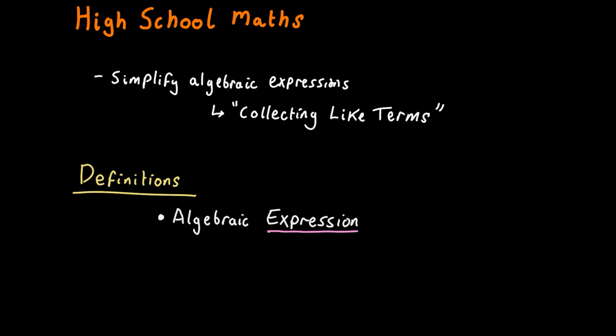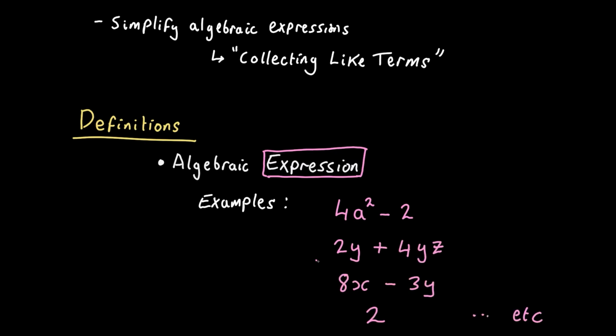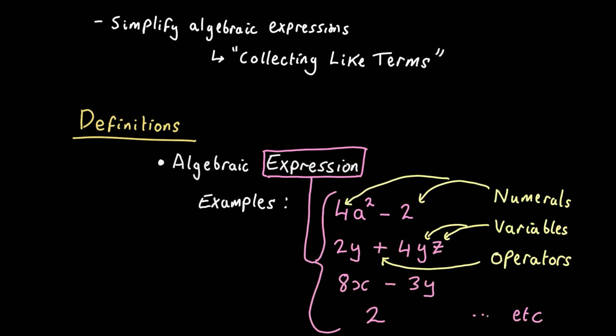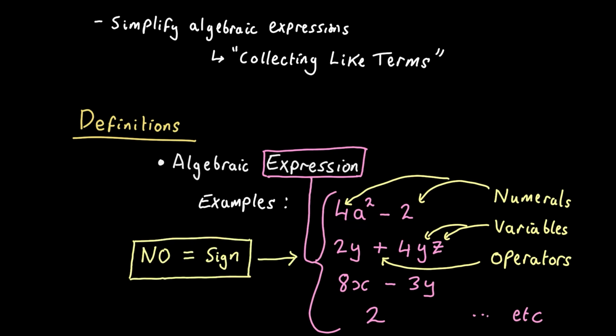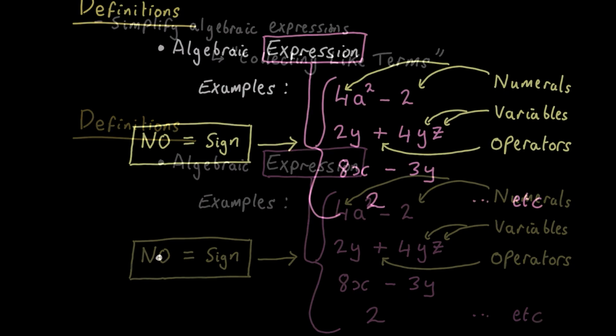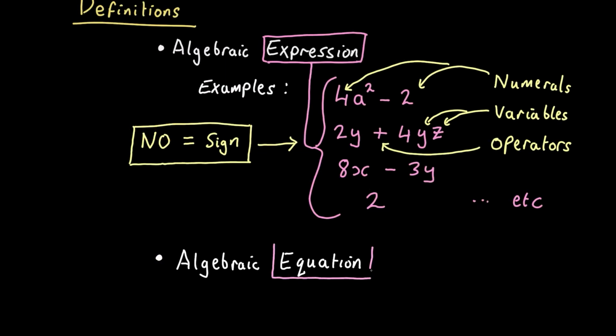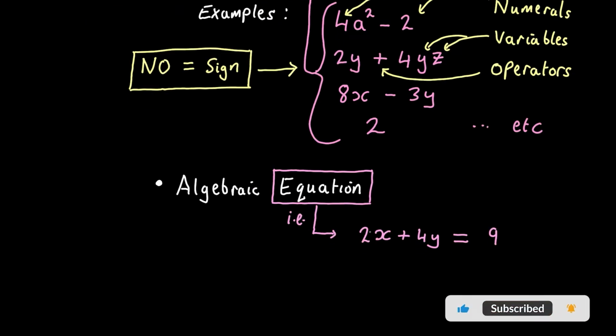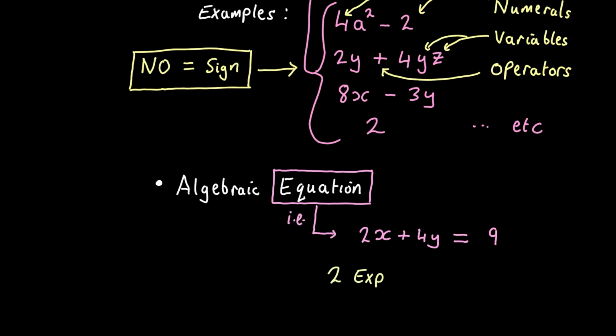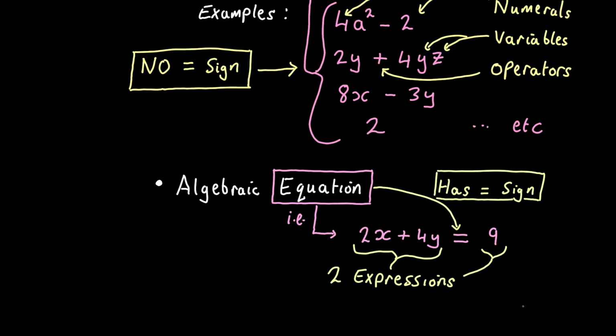An algebraic expression consists of alphabetical characters and numbers that may or may not be linked together with arithmetic operators. Some examples might include the ones that I'm writing out here. But it's important to notice that expressions do not have an equals sign. If instead we have 2x plus 4y equals 9, we now have an equation. This equation has two expressions, one being 9 and the other being the 2x plus 4y. The important difference here is an equation has an equal sign.